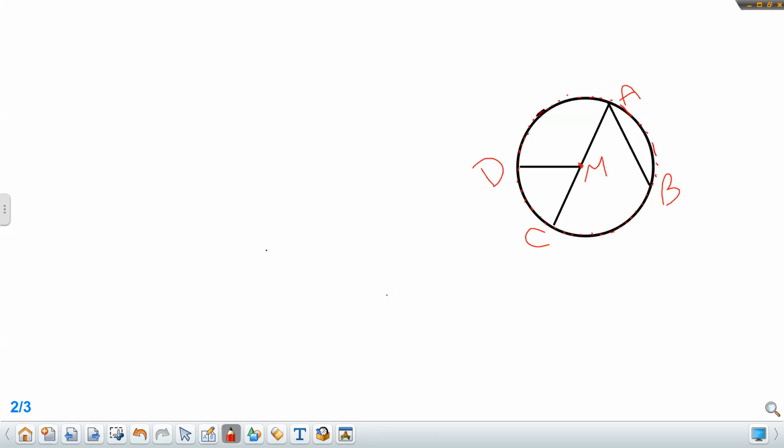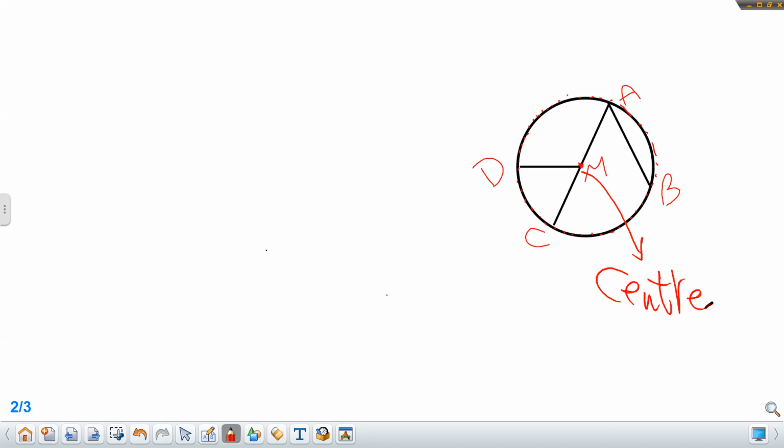Now ask yourself, what about this fixed point? The fixed point here is M. M here is called what? Center, the center of the circle. The center of the circle is the ID of the circle. How? If I want to name the circle, I will name it by its center. So this circle is called circle M.